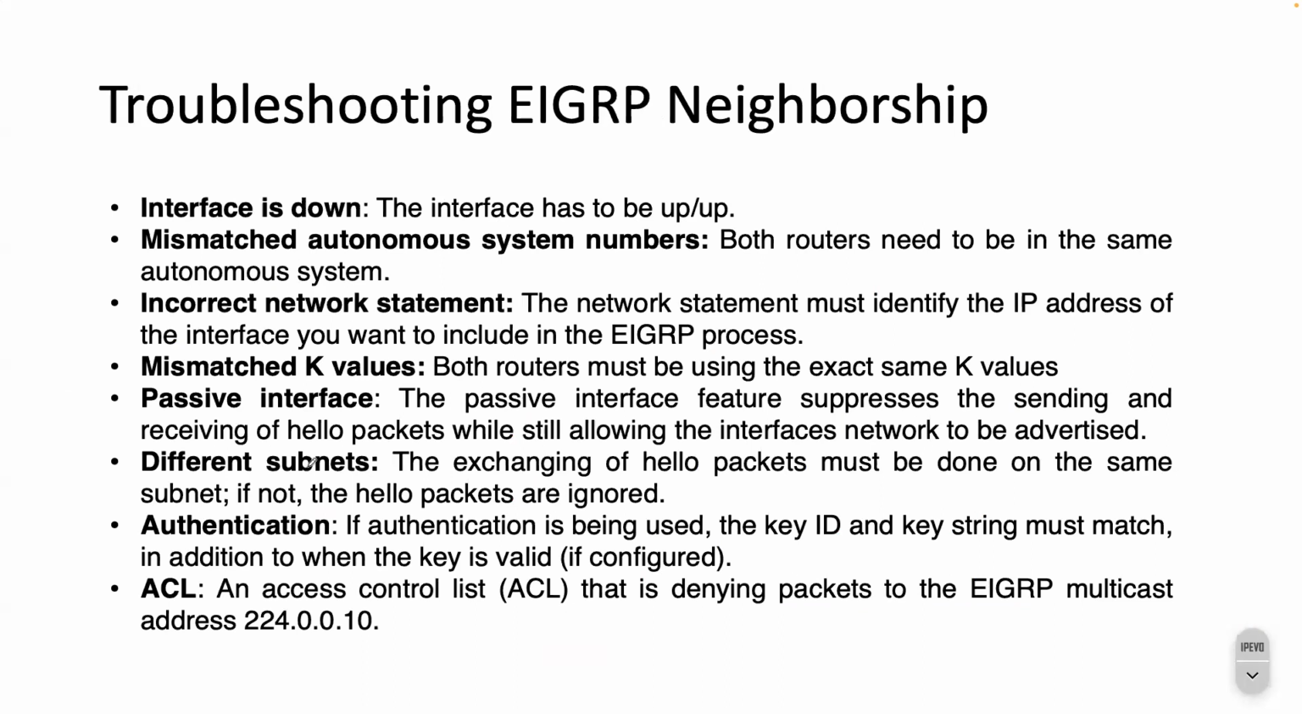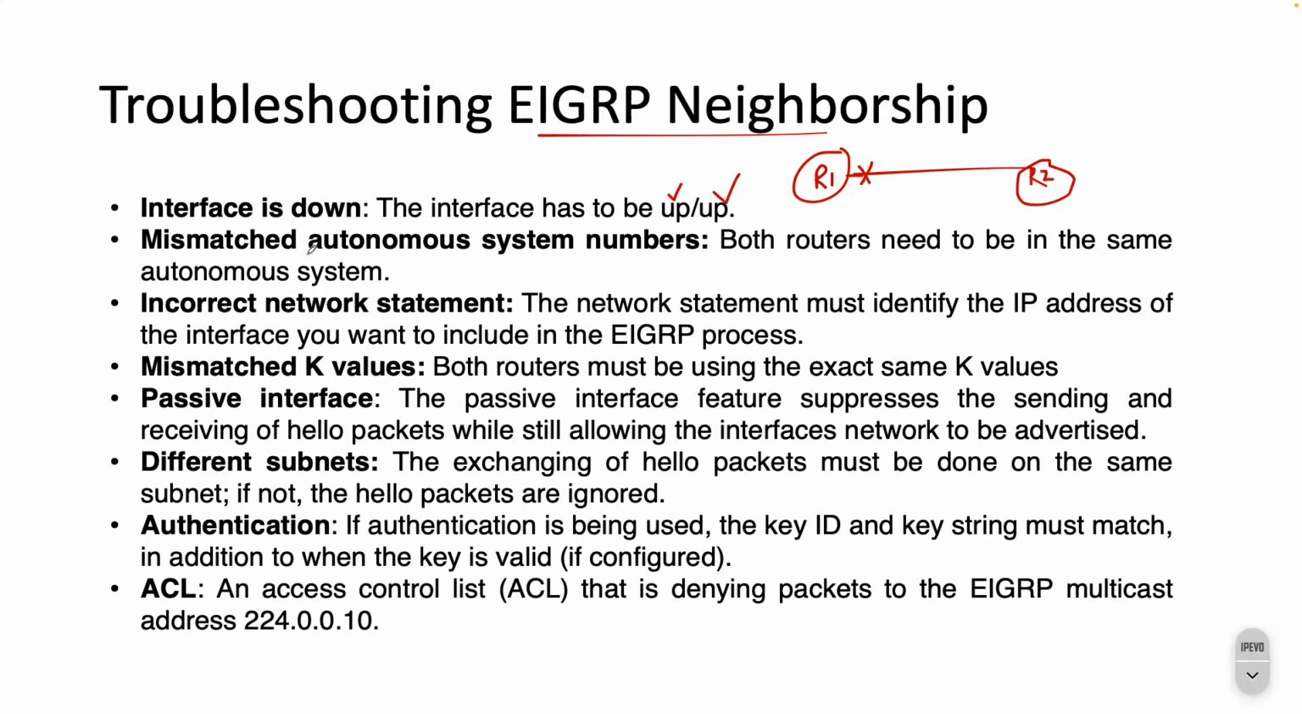These are some of the things I want to highlight in order to troubleshoot our EIGRP neighborship. Let's say between these two devices, R1 and R2. First thing, if this interface is somehow down, definitely your EIGRP neighborship will be down. So the interface has to be up. Physically it should be up, and your line protocol should also be up, right?